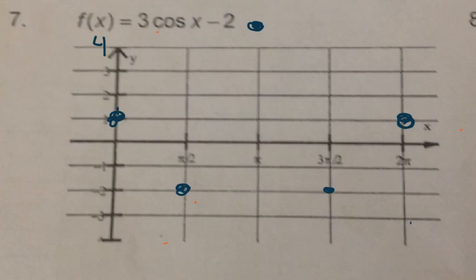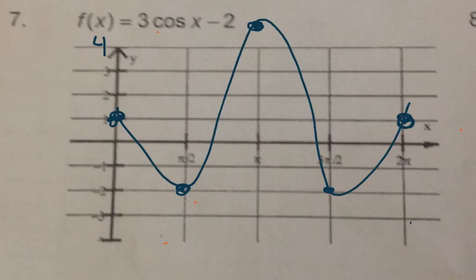So let's see what it looks like. It goes like this, down to there, up to there, down to there again. And guys, unless I'm mistaken, that is our cosine function.